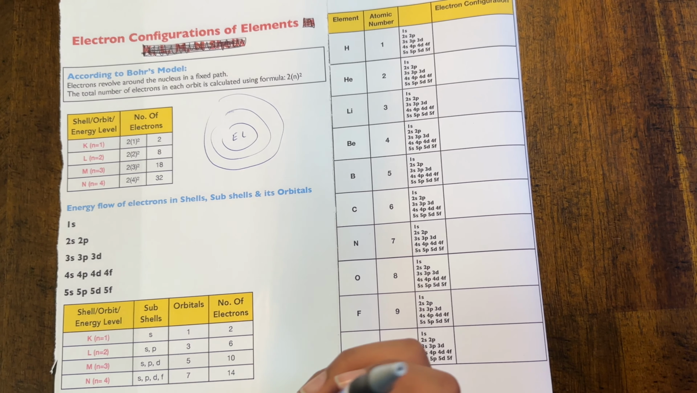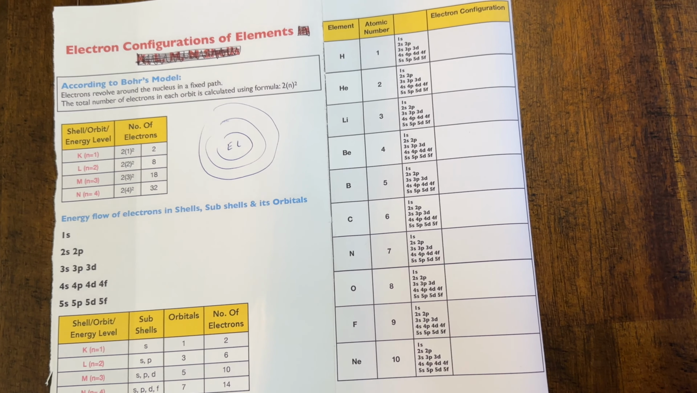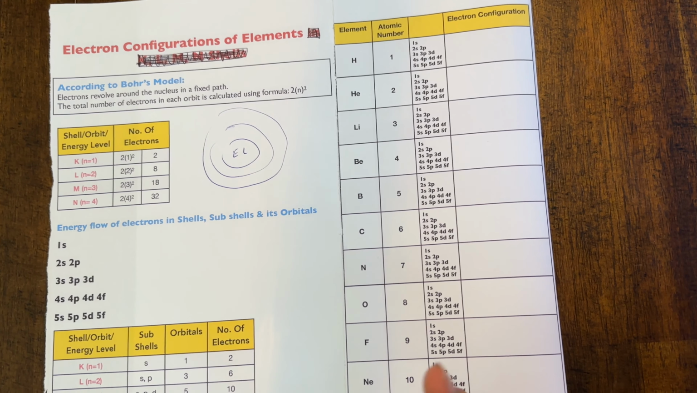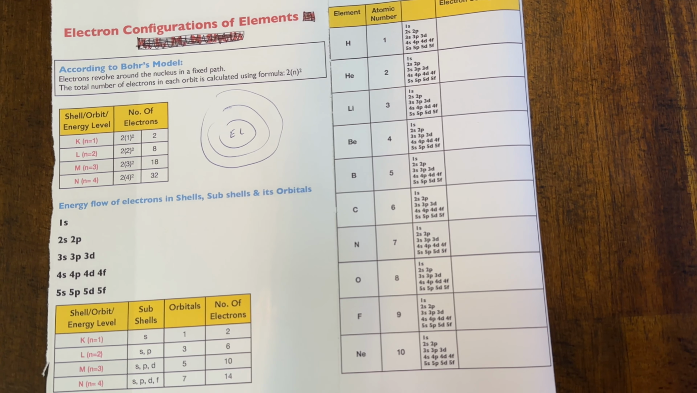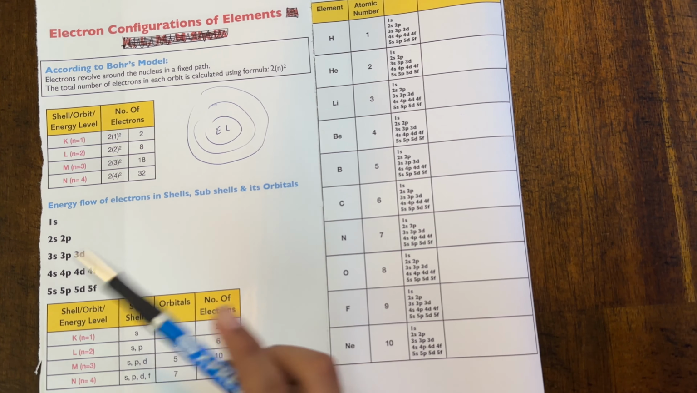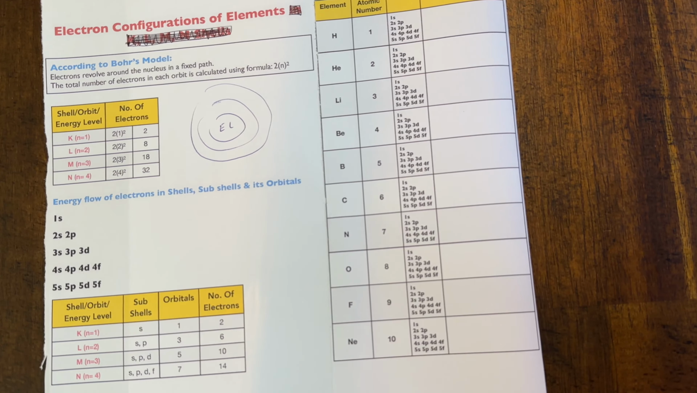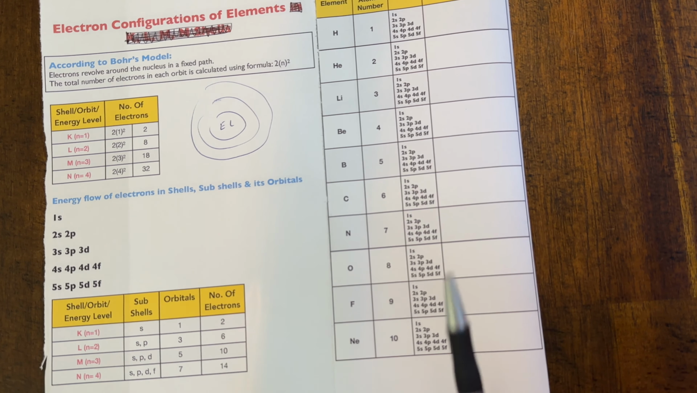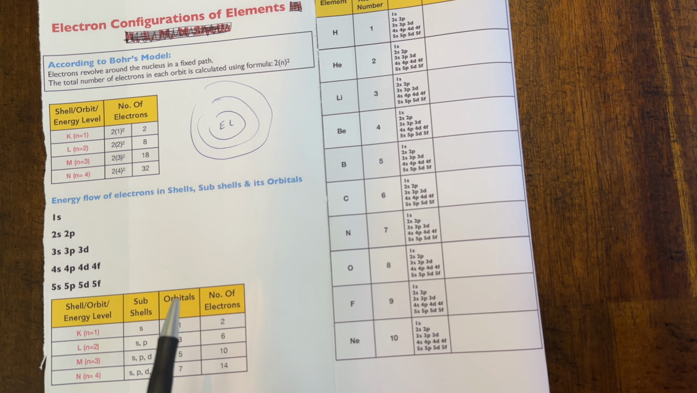In this video, we're going to be talking about the electron configurations of elements in KLMN shells and SPDF subshells. Before we can get into that part, we have to rewind to a previously learned topic, and that is Bohr's model.